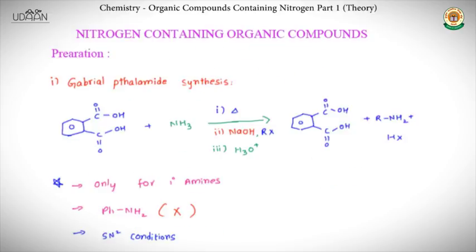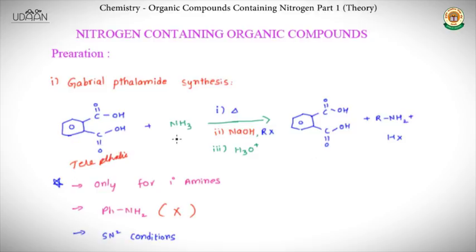After discussing some properties regarding amines, let us talk about their methods of preparation. First, we will be talking about Gabriel phthalimide synthesis. Now, first see what it is. Here, you take a phthalimide. You call it phthalimide.